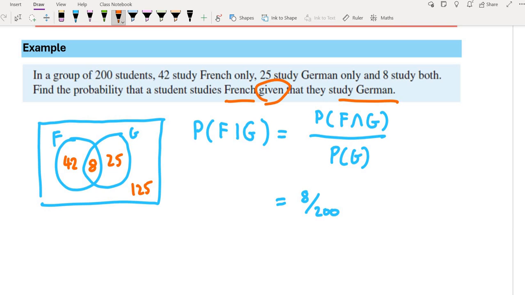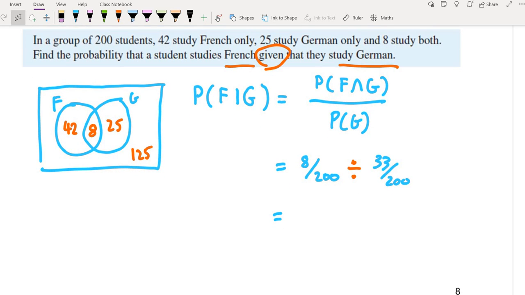And we're dividing this, so I'll just write divide because we have two fractions. So that's the first bit here, and this is the divide bit. We're dividing it by the probability of G. So for G, there's 33. Be careful, you're not only looking at the 25, but also looking at the 8. That's all part of G. So it's 33 out of 200.